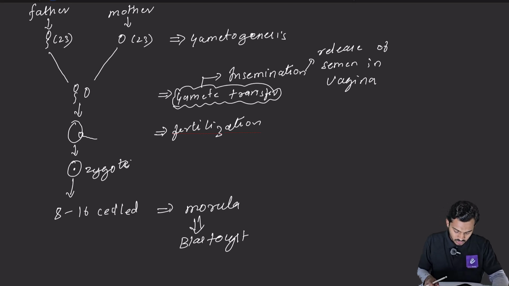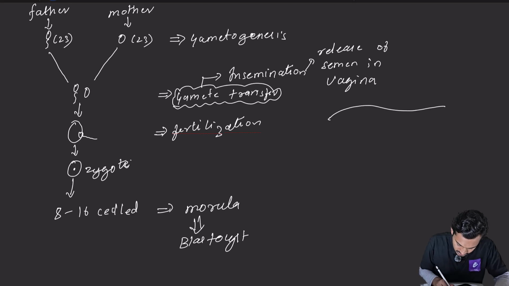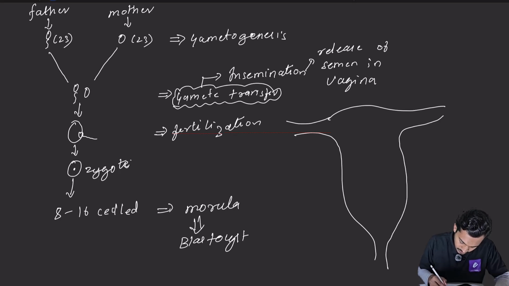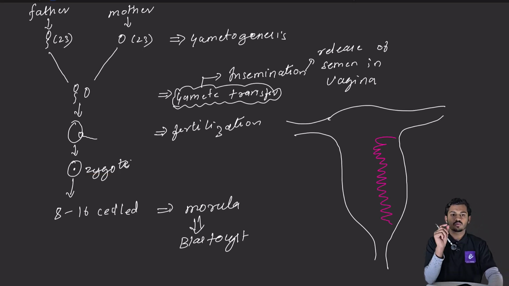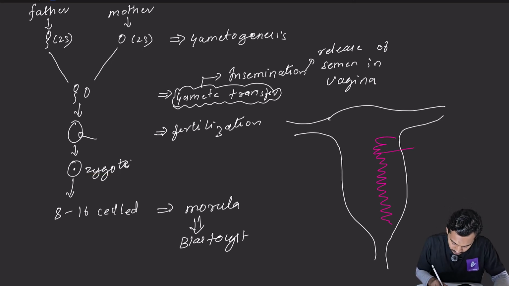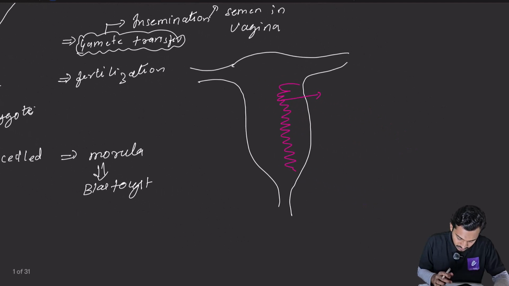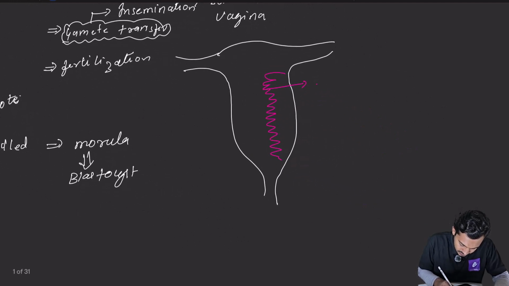अब क्या होगा दोस्तों? अब क्या होगा? Now look here, see here in this diagram. This is the uterus, and this pink color is the endometrium of the uterus. So the pink color that you are seeing is the endometrium of the uterus.